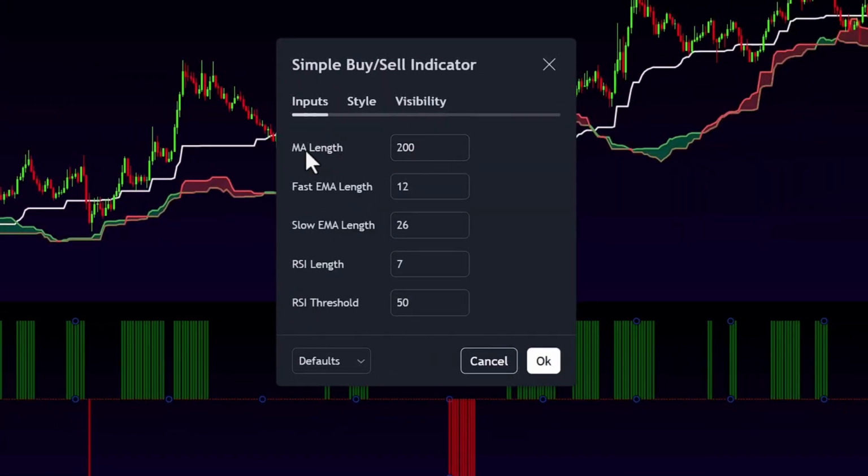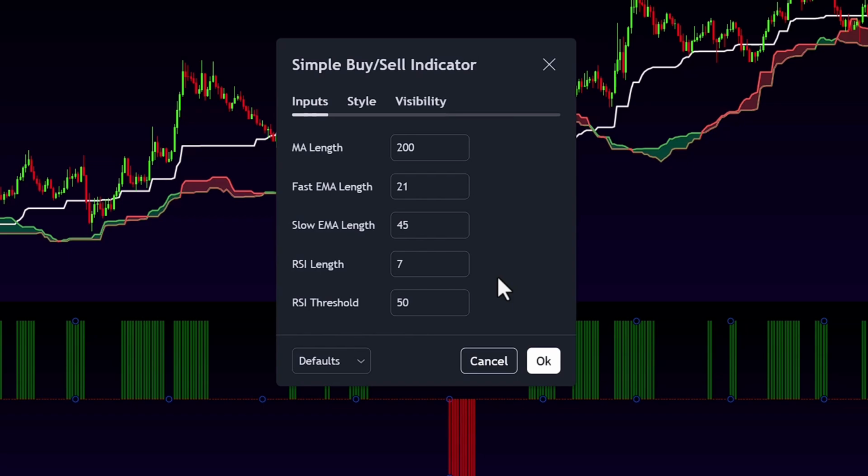To make it even more powerful, we need to adjust a few settings. First, go to the settings, and in the input section, make sure the MA option is set to 200. This is important because the 200 MA is widely used to identify the overall trend. Then change the fast EMA length to 21 and the slow EMA length to 45. The faster EMA reacts quickly to price changes while the slower one smooths things out. These adjustments fine-tune the indicator for better signals.